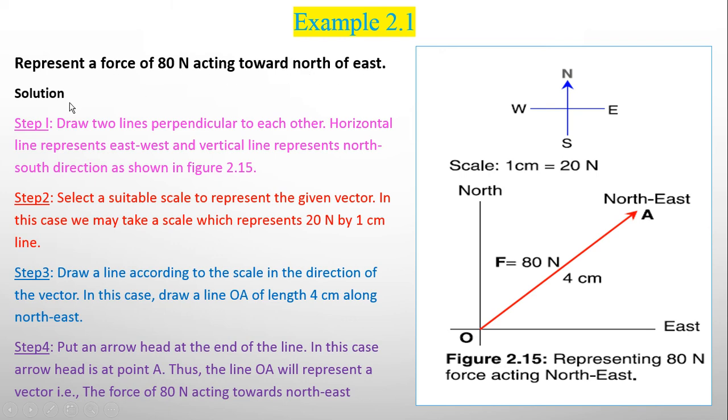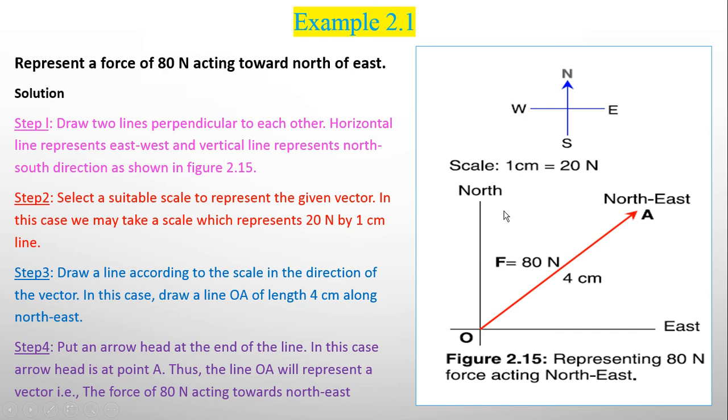Before going towards the solution of this example, you have to know about this figure. What is this? This is called the geographical projection. Here N, S, E and W are written. N stands for north, S stands for south, E stands for east and W stands for west. Basically, this north-south vertical line shows the north and south pole of Earth, and this horizontal line represents the east and west direction of Earth. So, we have to project all the vectors according to this geographical projection.